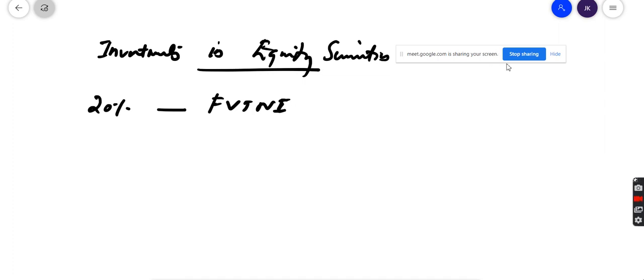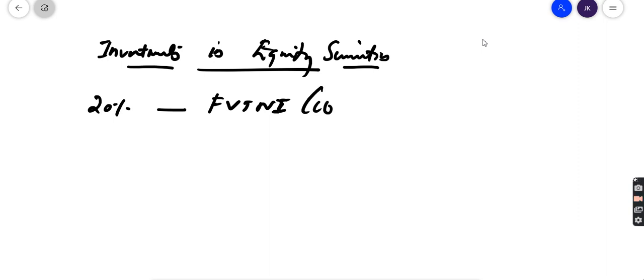So investment in equity securities, right? When you actually buy other companies' shares and stock, you're investing in other companies' shares. That's when you call it investment in equity securities. If you have a stake less than 20% of the outstanding shares of that company, you basically call it fair value through net income. It's also called cost method, right? Earlier it was called cost method.